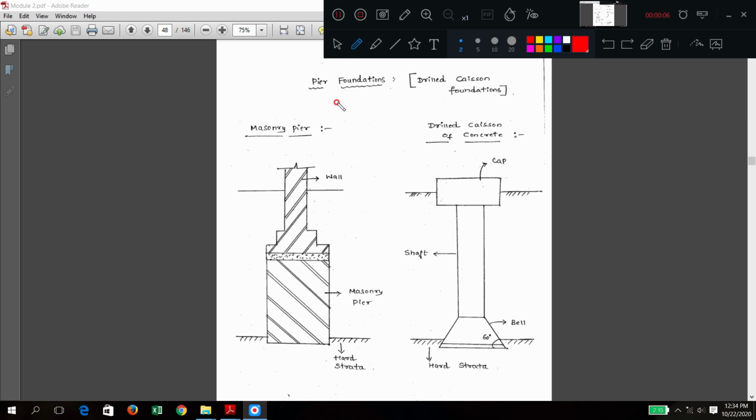Good morning, friends. We were discussing pier foundations. In the previous class, we have seen that if a pier foundation is constructed using brick or stone, then we call it a masonry pier. In a masonry pier, it again rests on hard strata. So it is called a pier, a masonry pier. It is called a wall.